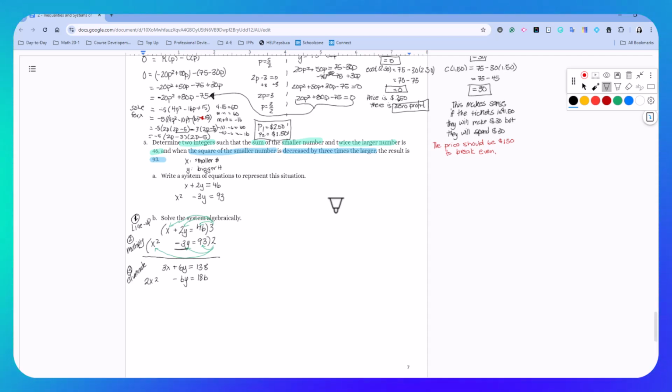So adding everything together, 2x squared, there's nothing up here, so it's 2x squared. 3x plus, there's nothing down here, so it's 3x. These cancel, and I'm left with 138 plus 186. So this is going to give me 324.